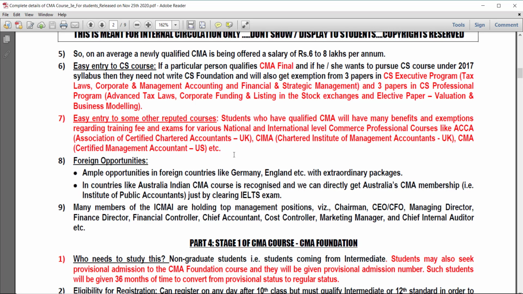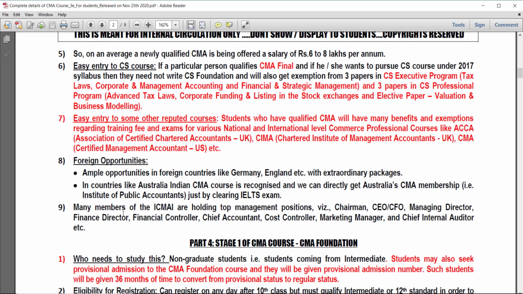And in certain countries like Australia and US, the Indian CMA course is recognized, and we can even directly get Australia's CMA membership and US membership. So once we qualify the CMA course in India, we can get membership of a course which is at par with Indian CMA in certain countries like Australia and US, even without writing a single subject or single exam in that particular foreign course.